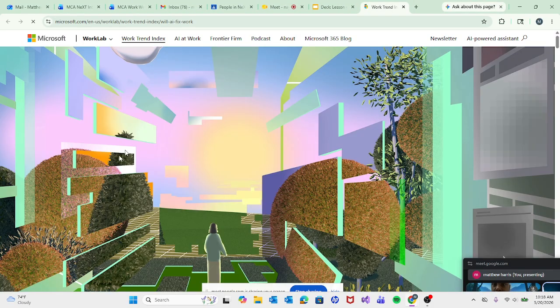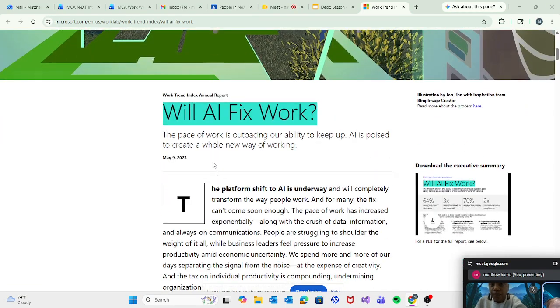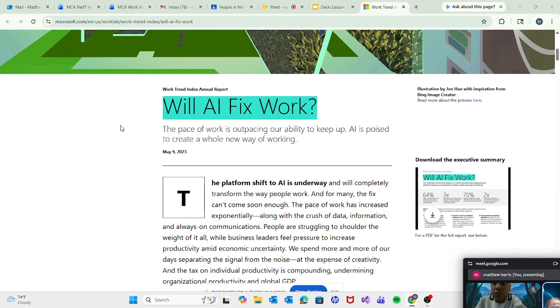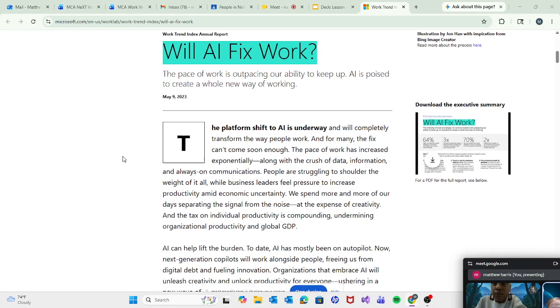So this was, did it swap to this link that I clicked up for you that you see, "Will AI fix work?" I wanted to make sure you could see that. Okay, good.